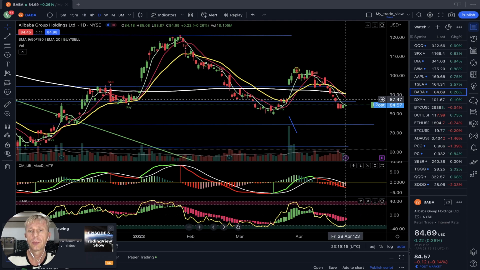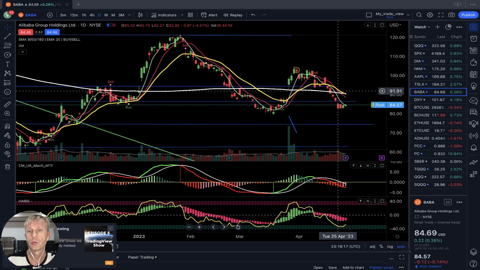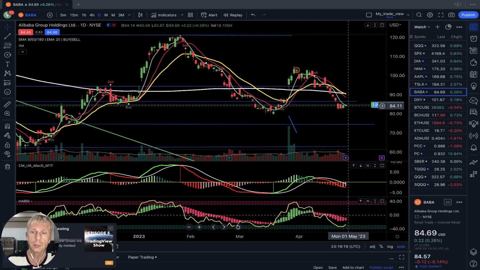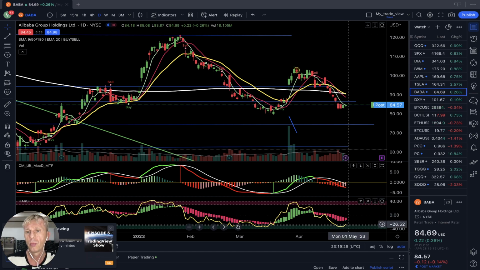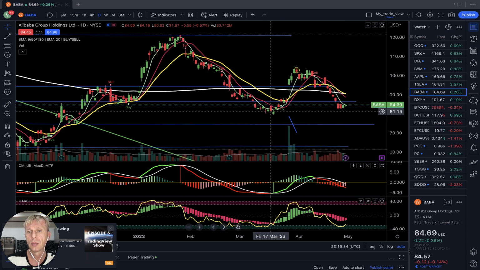Similar story. All moving averages below 200 now. It is very negative territory. MACD below 200, below the zero line, negative territory. RSI and Heikin-Ashi RSI in oversold territory. Bearish trend. I expected that it will retest this bottom level around 80.